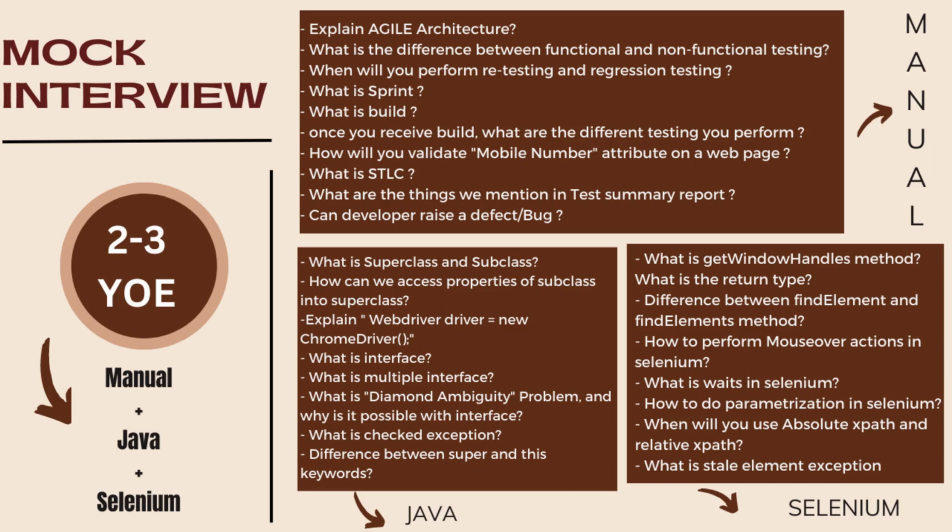What is the diamond ambiguity problem? Whenever we use this concept in Java, it leads to the diamond ambiguity problem. That means the JVM gets confused if both superclasses have the same method name or members. While calling them in the subclass, the JVM gets confused about which class's particular method to call, so that leads to the diamond ambiguity problem.